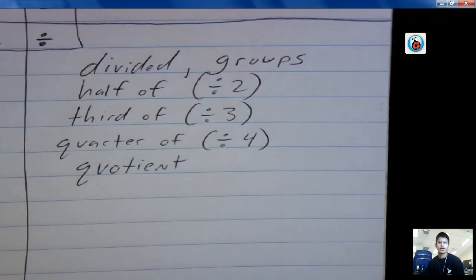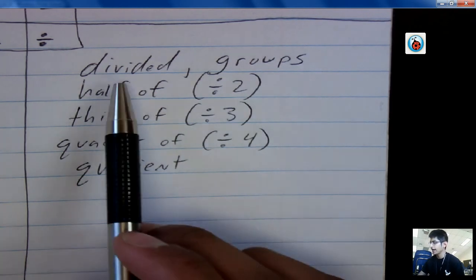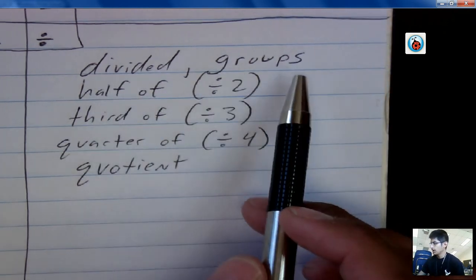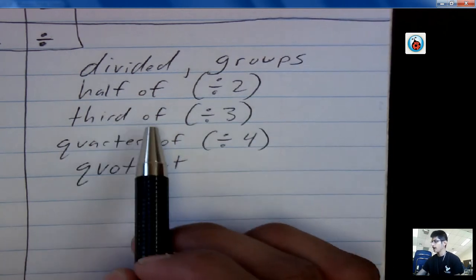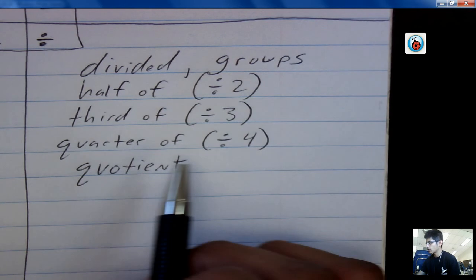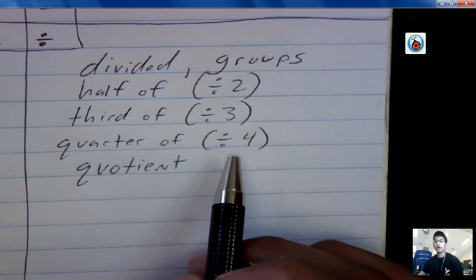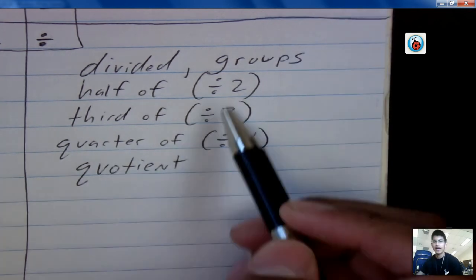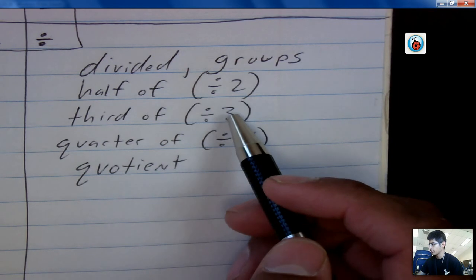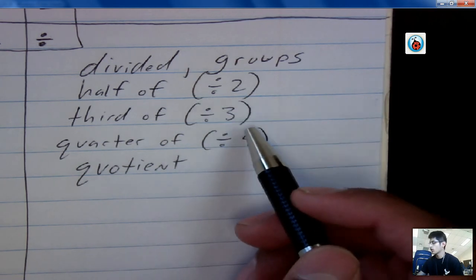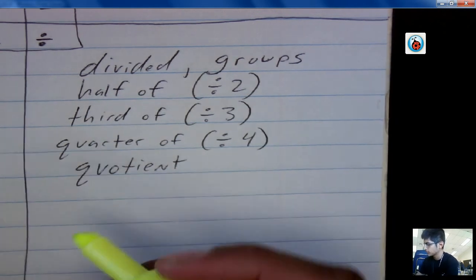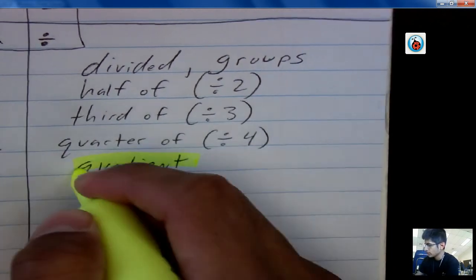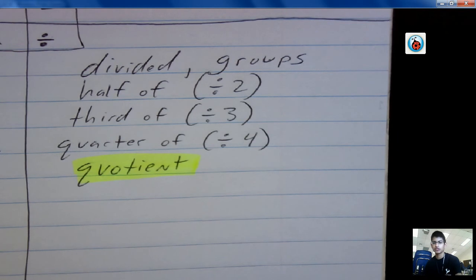The last part is the words for division, and that would mean words like divided or groups. If it's talking about a half of something, that means divided by 2. A third of would mean divided by 3, and a quarter of would mean divided by 4. It would also be the same thing as multiplying times a half, times a third, and times 1/4. These would all be the same thing as dividing. The word you need to highlight here is quotient. A quotient means the answer to a division problem.